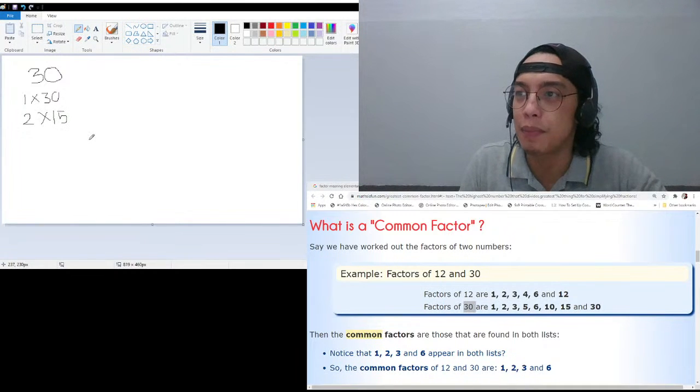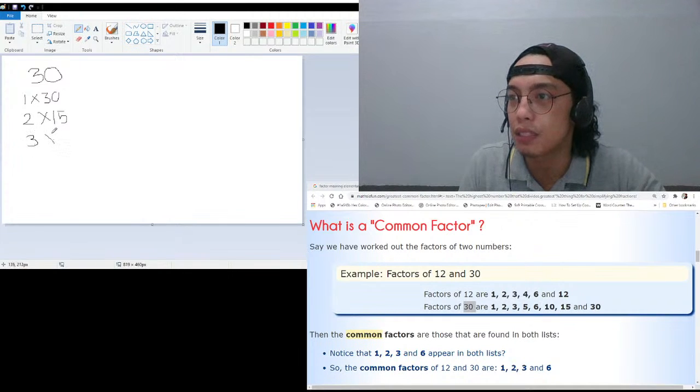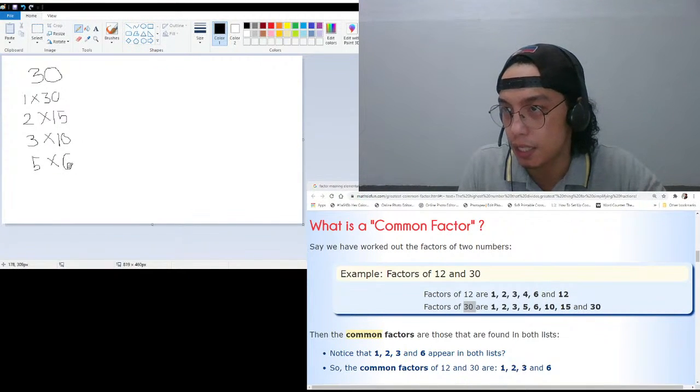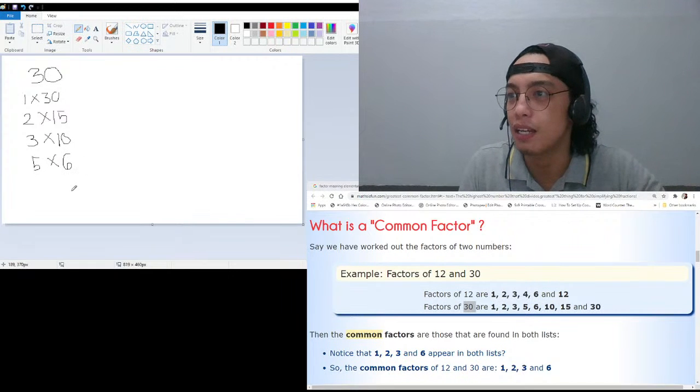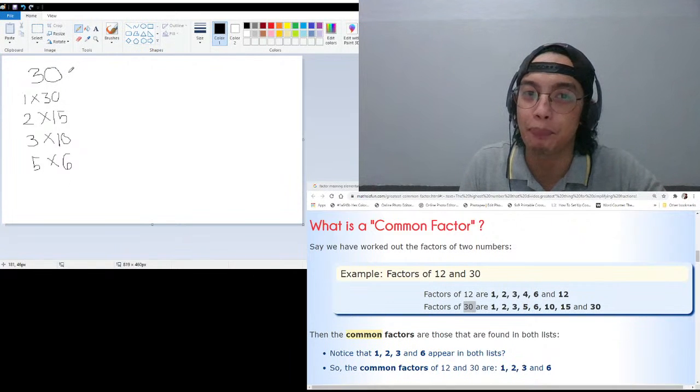Okay. Sa paman, let's try 3. 3 times 10, 30 na siya. And then 4. Kulay 4. 5. 5 times 6 is 30. And then, ang sa paman, murag wala na. Muna sa mga factors sa 30.